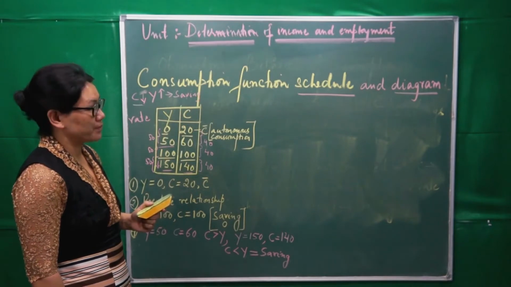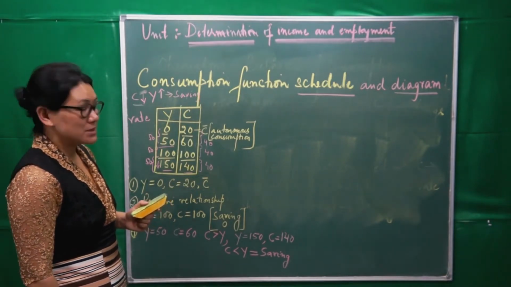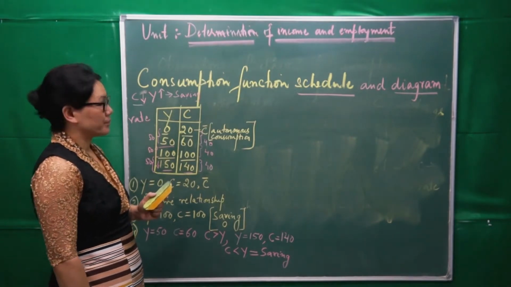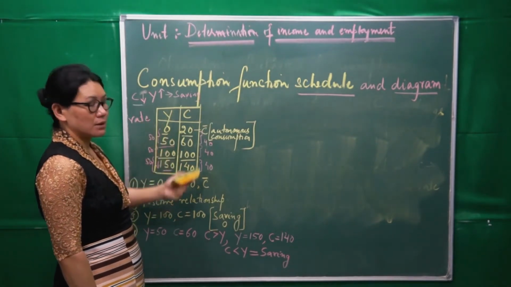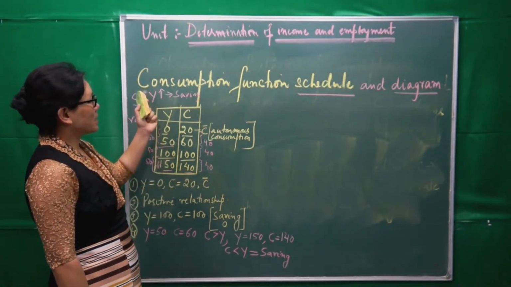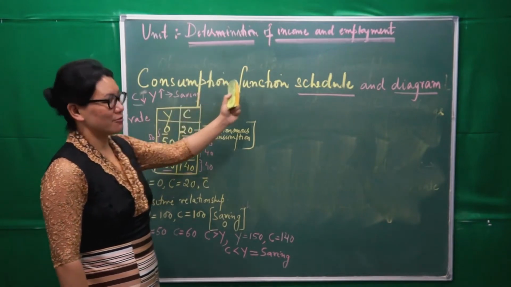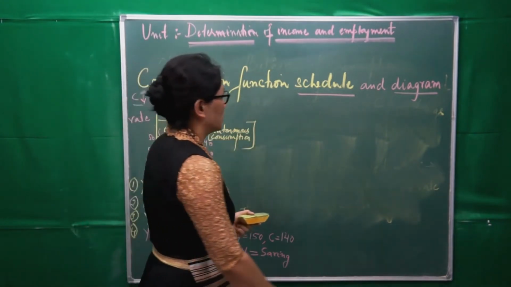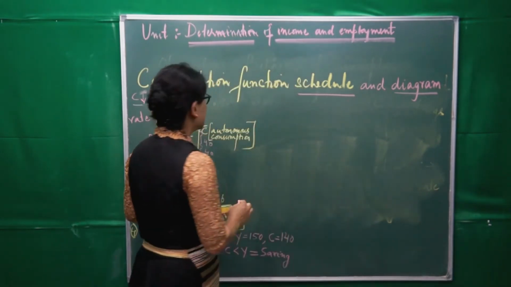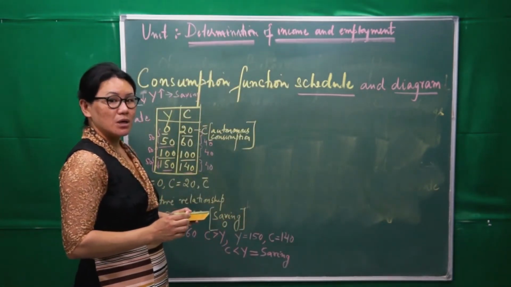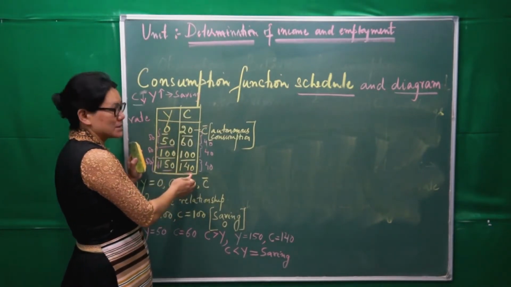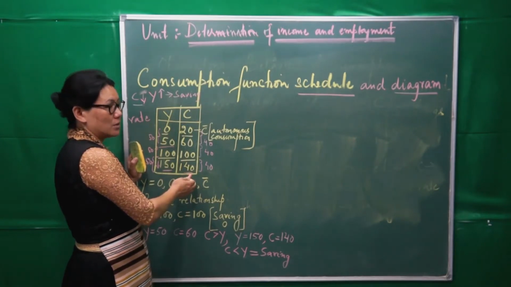diagram shows, okay, so I said it shows the relationship between these two. Or we can put it like this: diagrammatic presentation of consumption function. Is that clear? Okay. So under diagrammatic presentation of consumption function, we have to see again the relationship between Y and C. All right?